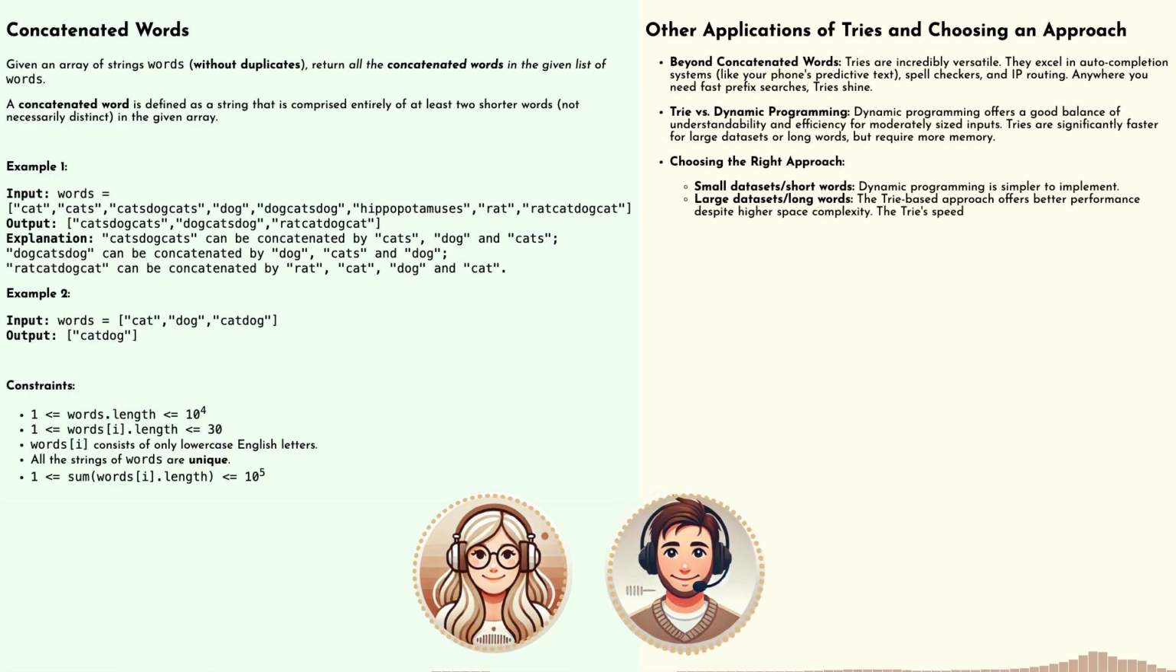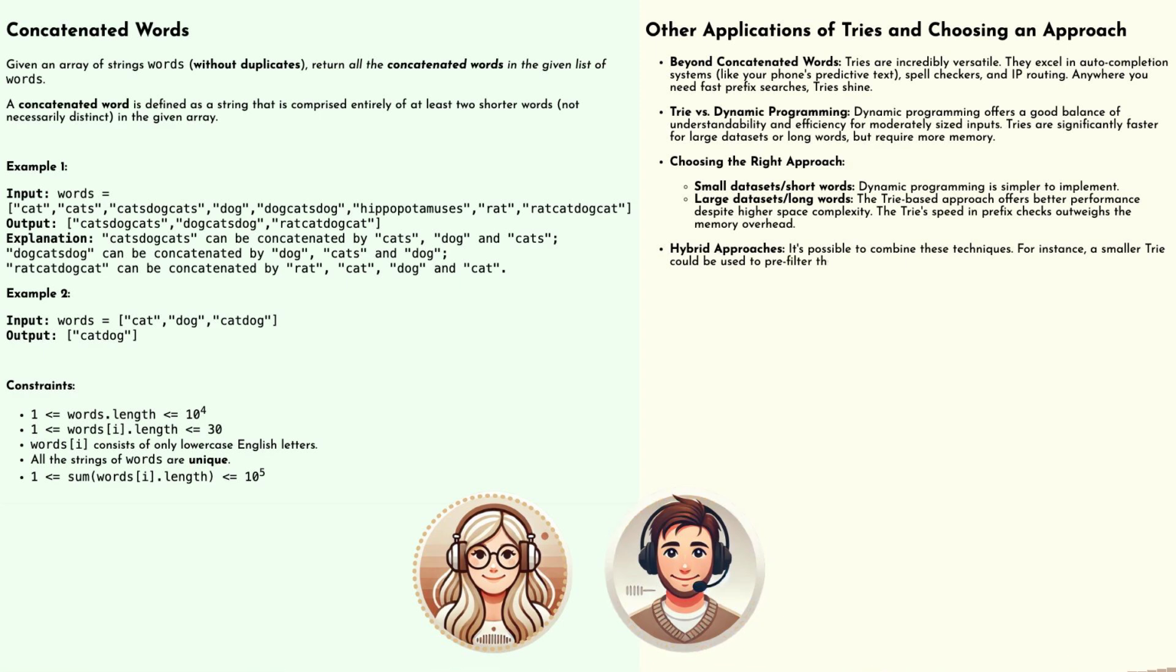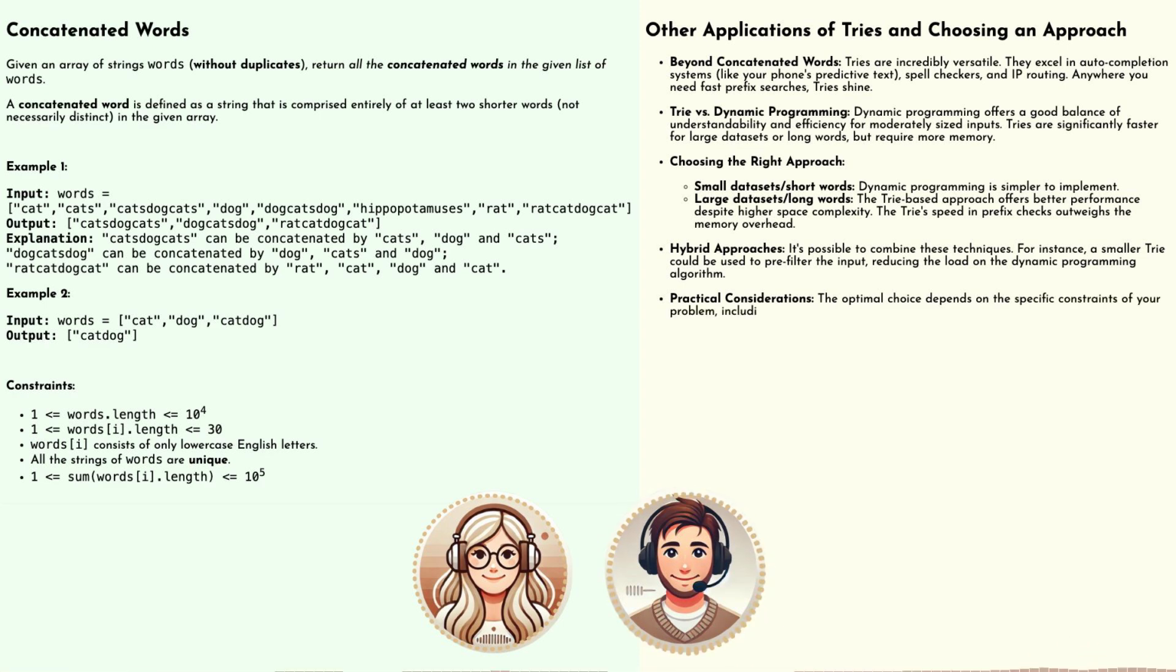Cool. Okay, so now we've talked about dynamic programming. We've talked about tries and DFS. They both solve the same problem, but they both have pros and cons. So how do we decide which one to use? When we're looking at this concatenated words problem, trying to decide between dynamic programming and the trie-based approach, what are the big things to think about?